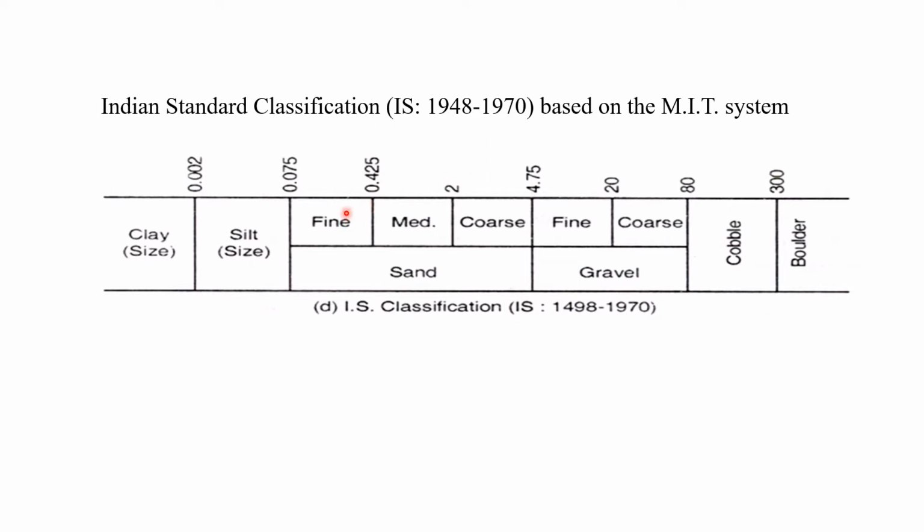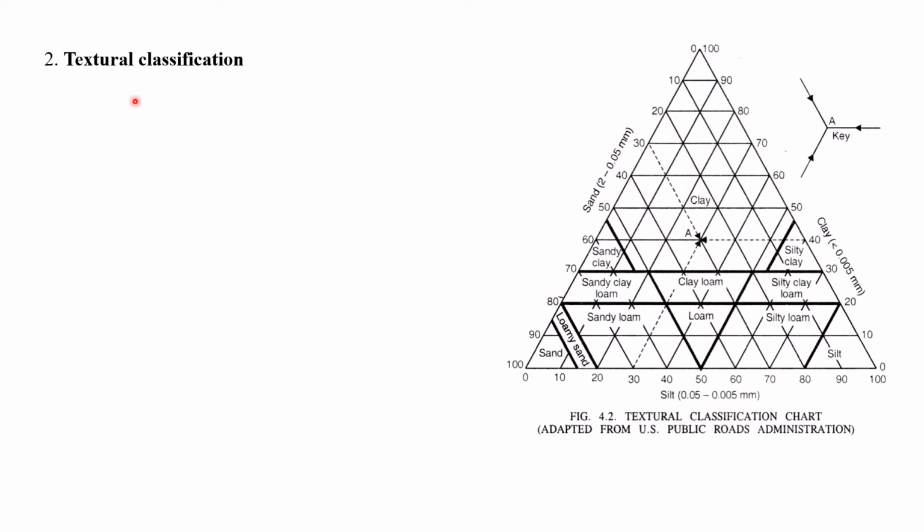So what I am trying to say here is soil classification according to particle size. These are the sizes, and based on the sizes, the soil has been classified. This is the first classification which we discussed. Now we shall go for the next classification, which is called textural classification.